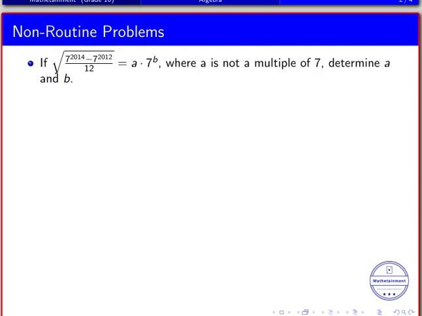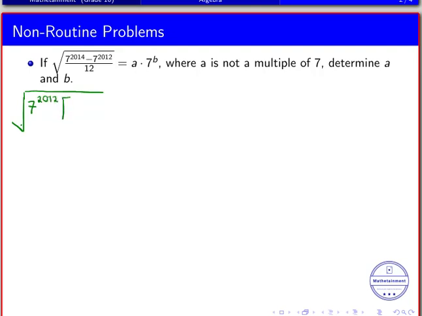We're going to try and represent this quantity on the left-hand side, which is in the form of a square root, and write it in such a way that it looks like a multiplied by 7 to exponent b. Okay, let's try doing that. So we have this square root over there. Then in that square root, I will take out 7 to exponent 2012 as a common factor.